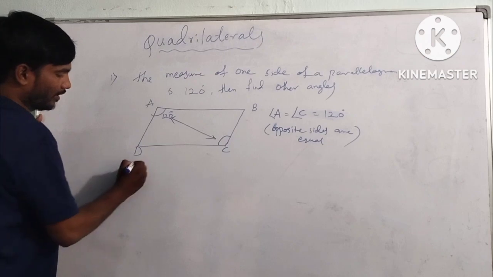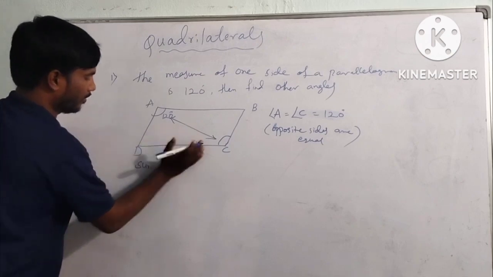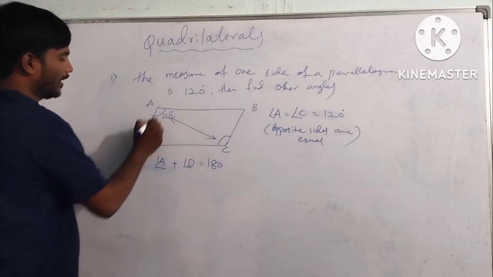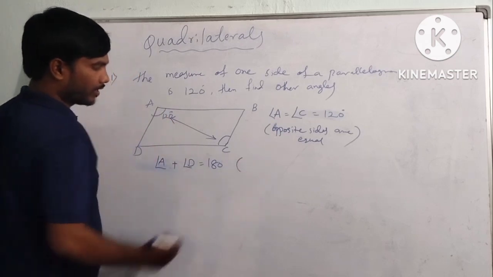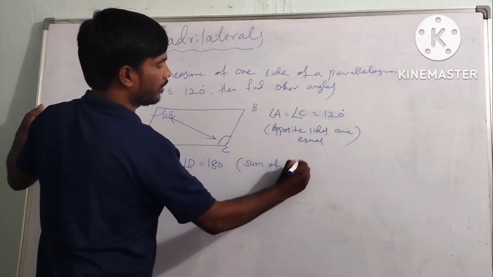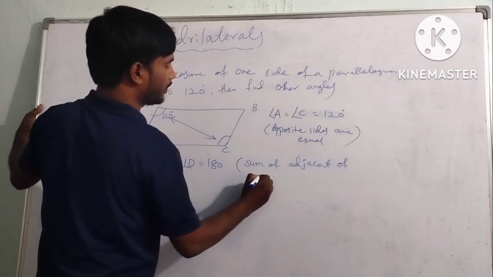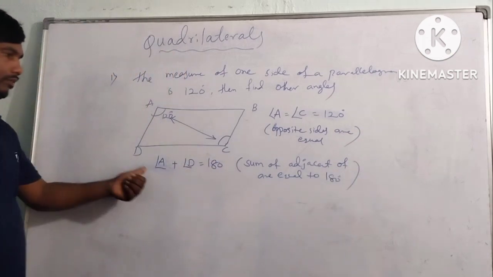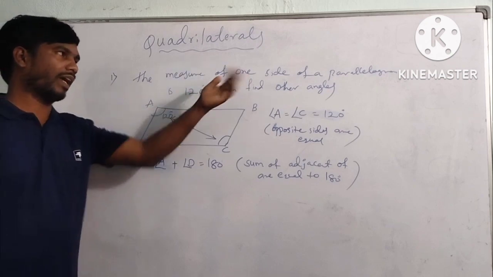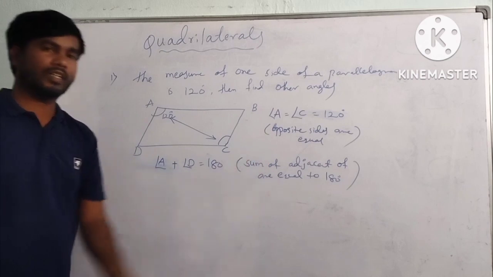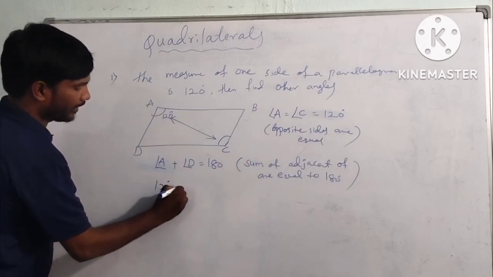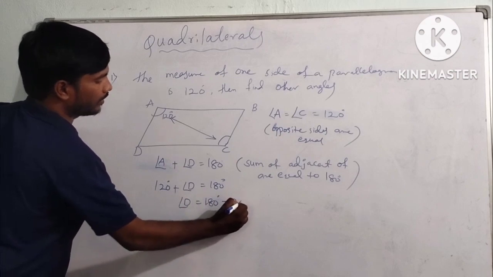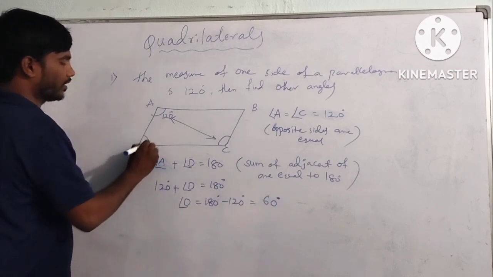Next, before that, solve this one: angle A plus angle D is equal to 180 degrees. Why? Write that property in the bracket: sum of adjacent angles is equal to 180 degrees. Which type of quadrilateral is this? Parallelogram. So the sum of adjacent angles of a parallelogram is 180 degrees. A value we have is 120 degrees, plus angle D is equal to 180 degrees. So angle D is equal to 180 minus 120, which equals 60 degrees. So the third angle we also got.